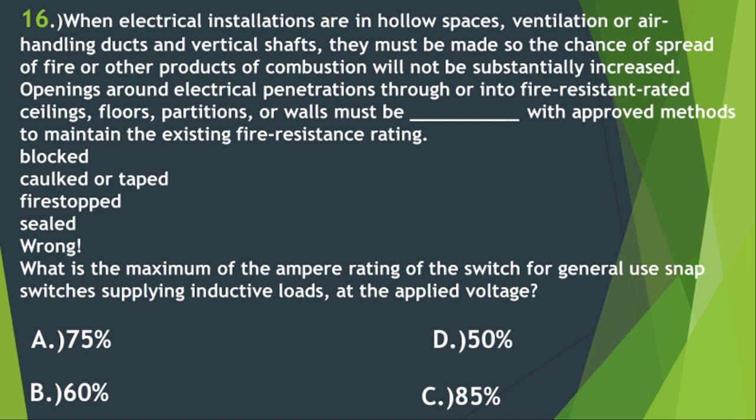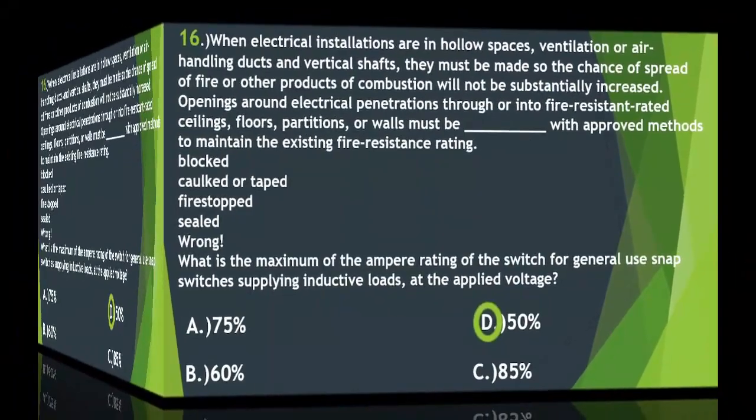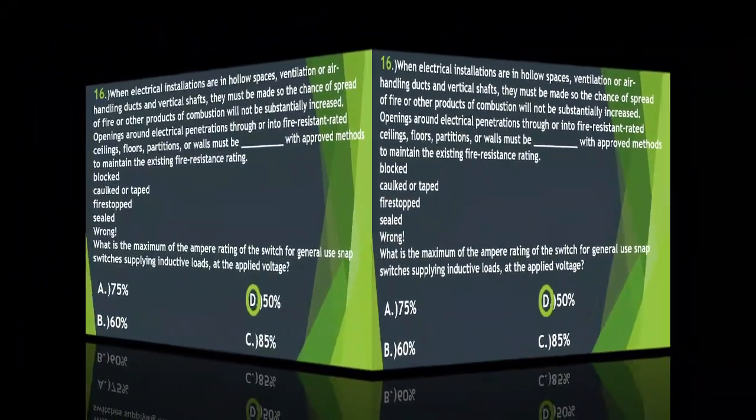What is the maximum ampere rating of the switch for general use snap switches supplying inductive loads and the applied voltage? A. 75%. B. 60%. C. 85%. D. 50%. Correct answer is D. 50%.